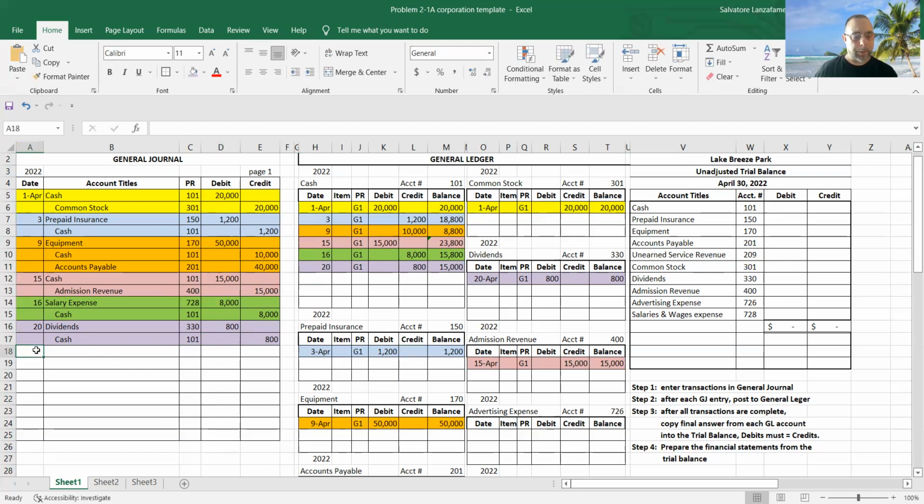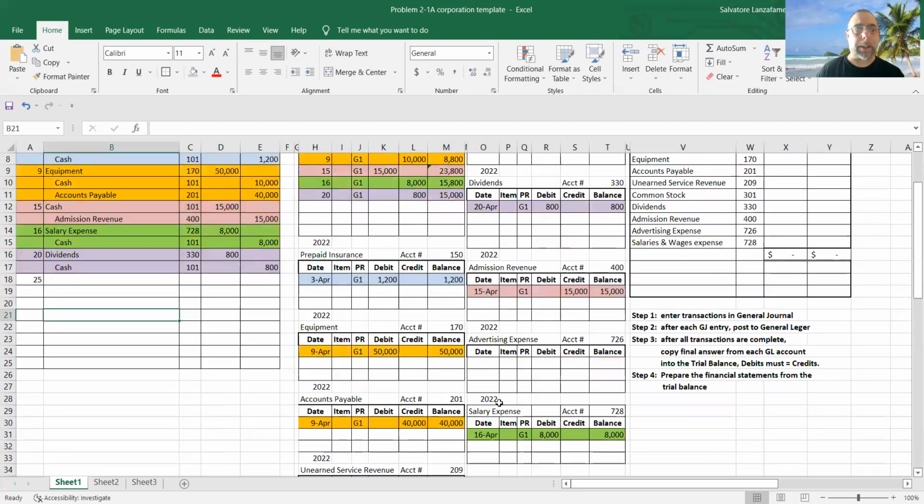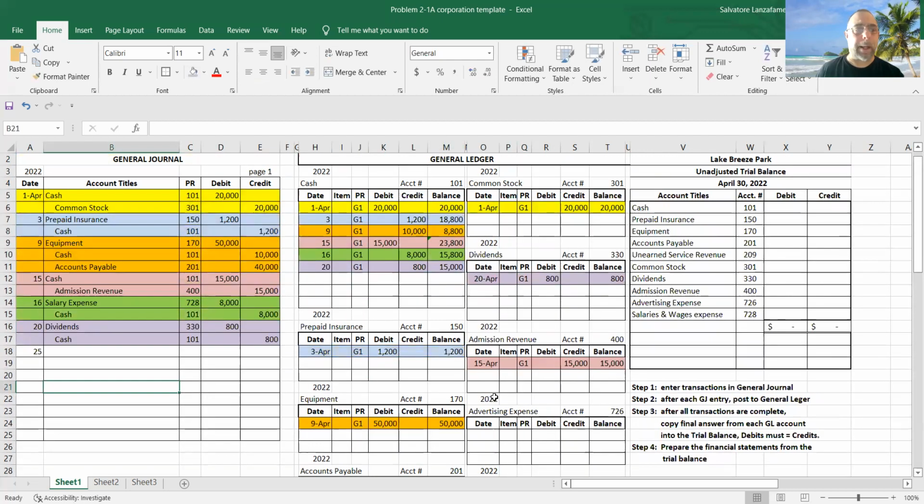So let's say it's now the 25th. Getting close to the end of the month, getting close to wrapping things up here. And on the 25th, let's say we paid for this month's advertising. So we're going to debit advertising expense. And we're going to credit cash. And let's say the advertising cost $2,000. And let me come up with a new color here. So let's post. So here we go.